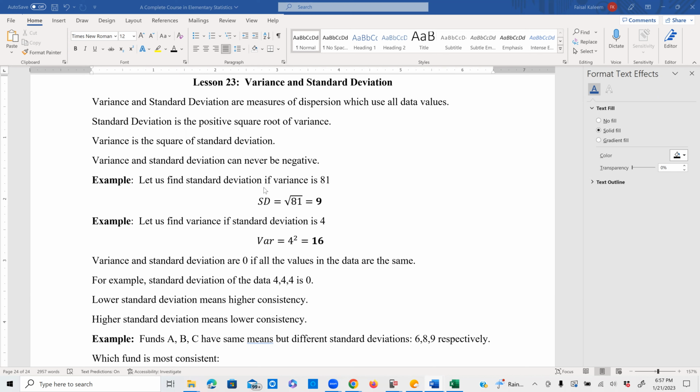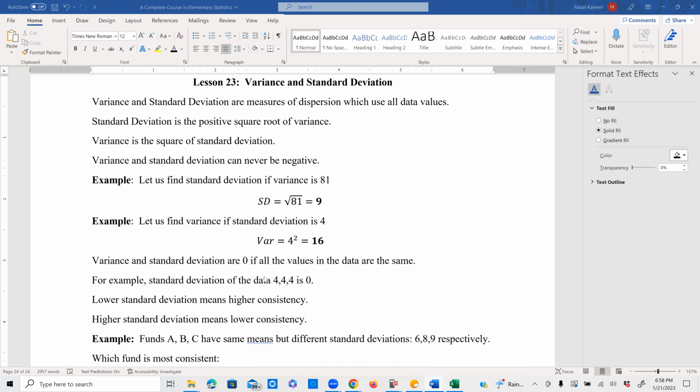Example, let us find standard deviation if variance is 81. So as we said, standard deviation is the square root of variance. So the square root of 81, that's 9. Example, let us find variance if standard deviation is 4. So as we said, variance is the square of standard deviation. So it would be 4 squared, which is 16.